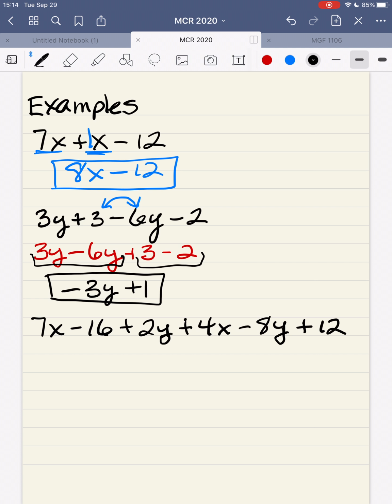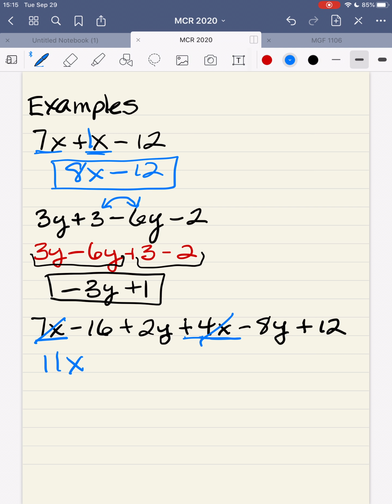I'm going to show you a little different way rather than rewriting the whole problem. What I'm going to do first is, the first thing I run across is a 7x. I underline it or make some sort of marking, and then I look for anything that has x to the first power or just an x, and I have my 4x here. This is a plus 4x, so I consider it positive. So 7x plus 4x gives me 11x. Once I have found the two I put together, I cross them out.